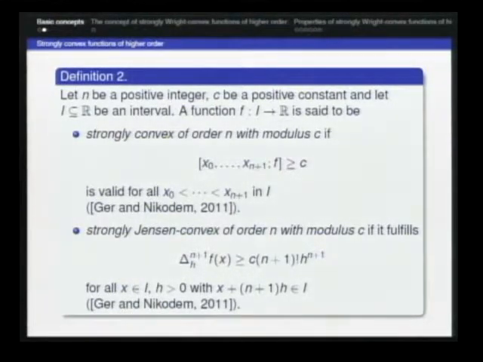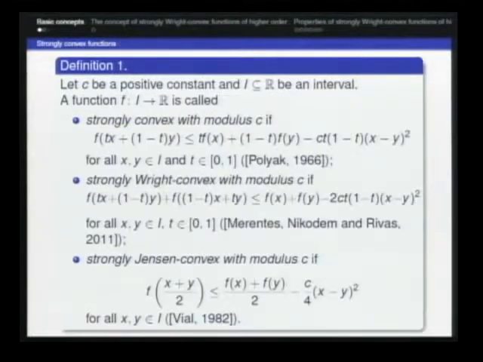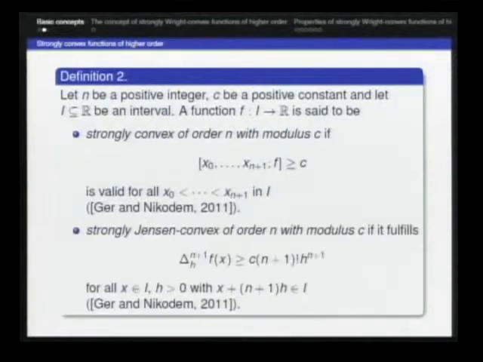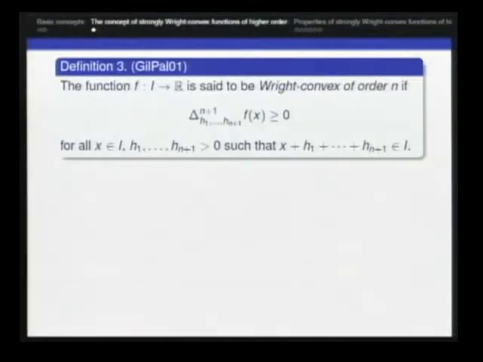Roman Guerre and Kazimierz Nikodem proved several results on strongly Wright-convex functions and strongly Jensen convex functions of high order. Mainly motivated by these results, we started to investigate exactly the case which is missing here between them. As you remember on the previous page, we talked about strongly Wright-convex functions with modulus C, and in the higher order case, it is, so to say, missing here, so between them. So we started to investigate strongly Wright-convex functions of higher order. Let's consider first the definition of strongly Wright convexity of order n.